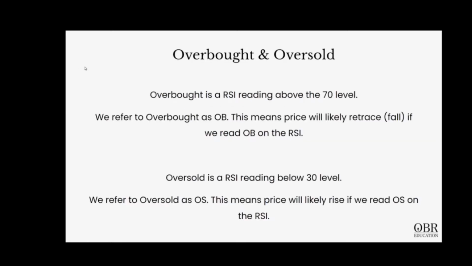So, first of all, what is overbought and oversold? Overbought is an RSI reading above the 70 level, and you'll see what this means when I go into the next example. We refer to the overbought level as OB, just to abbreviate it, and this means that prices will likely retrace and fall in the case of an overbought situation, if we're reading overbought on the RSI, meaning the RSI reading is above that 70 level.